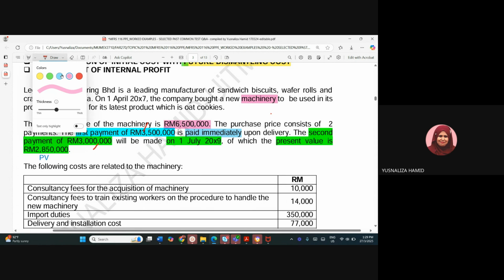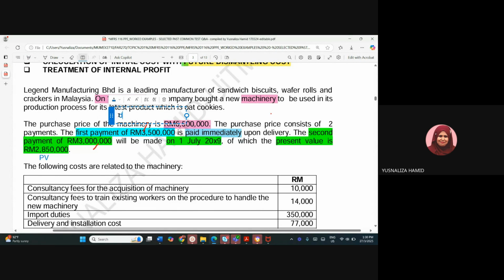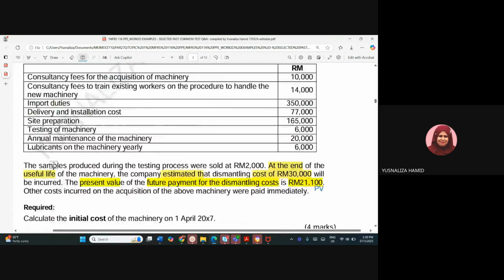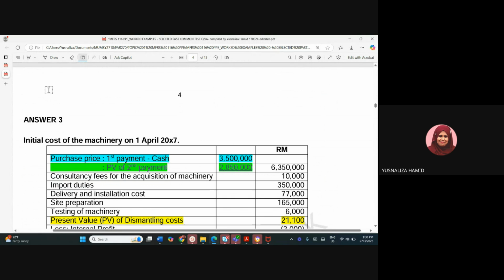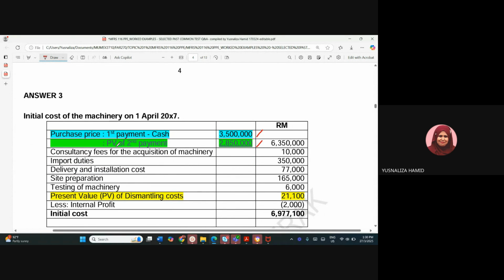You acquire the machine on 1st of April 20x7. So this is the initial recognition date, or in simple words, this is the date of purchase. Okay. Therefore, this one is the future cost or future value. And this one is the present value, which is 2.85 million. So under MFRS 116, the future value will not be recorded, but the present value will be recorded, or will be included as part of the initial cost. So that's why if you look at the answer here, the first one will include the first cash payment, and the second one will include 2.85 million. And that 2.85 million is the present value of the second payment.